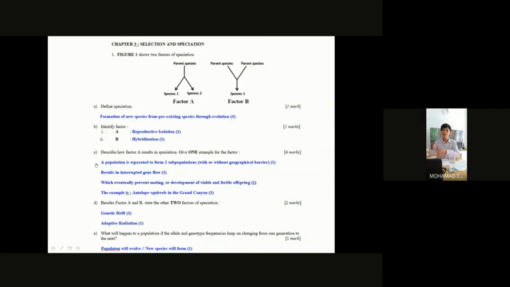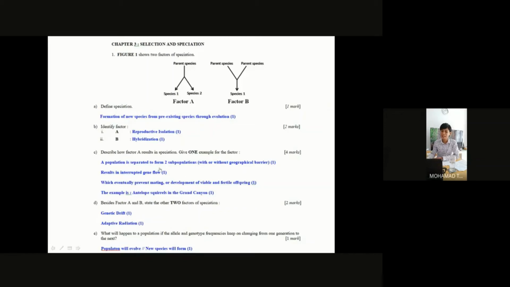So when the population is separated into two subpopulations, yang belah kiri tak boleh jumpa belah kanan, belah kanan tak boleh jumpa belah kiri. So jadi tak boleh random mating. So meaning interruption in gene flow will occur. So that's the second mark. Result in interrupted gene flow, which eventually prevents mating or development of viable and fertile offspring. So that's the last mark.